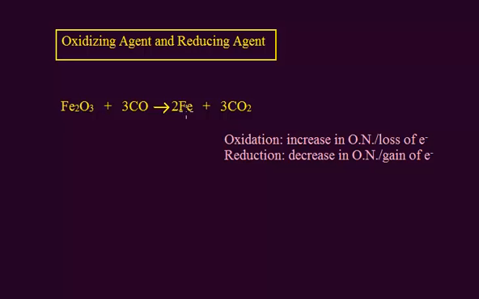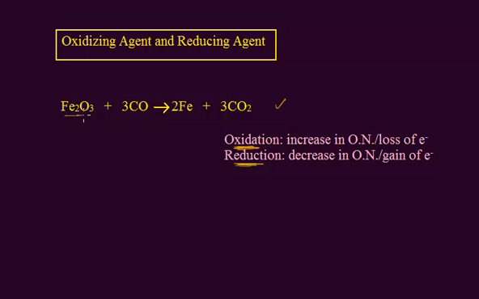This is a redox reaction given. A redox reaction is a reaction in which oxidation and reduction take place at a time. To identify the oxidation and reduction taking place in this given equation, we write down the oxidation number of atoms on both sides of the reaction.